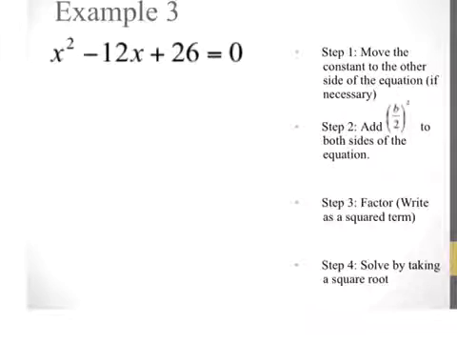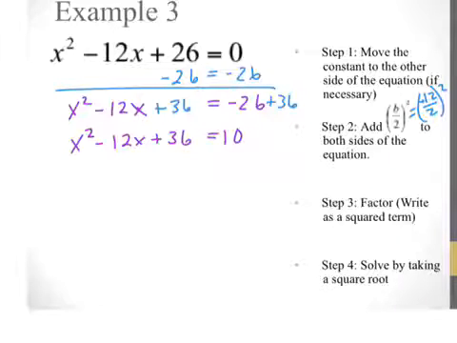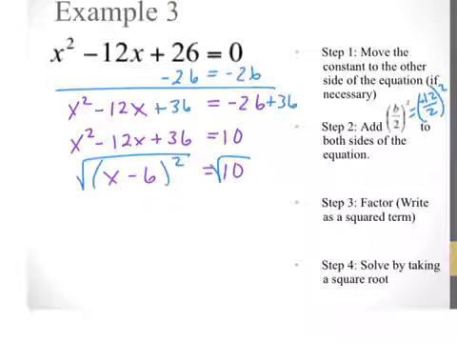First, I moved the constant, the 26, to the other side of the equation, so I subtracted 26 from both sides. Then I'm going to add the b divided by 2 squared, which is in this case going to be positive 36, to both sides of the equation. Then you'll see me factor. I'm writing it as a squared term. And then I'm going to solve by taking the square root and solving for x.